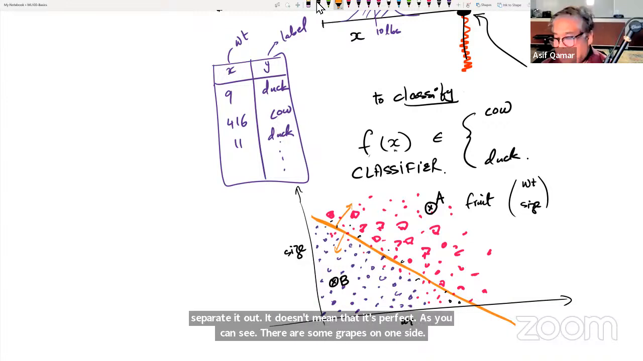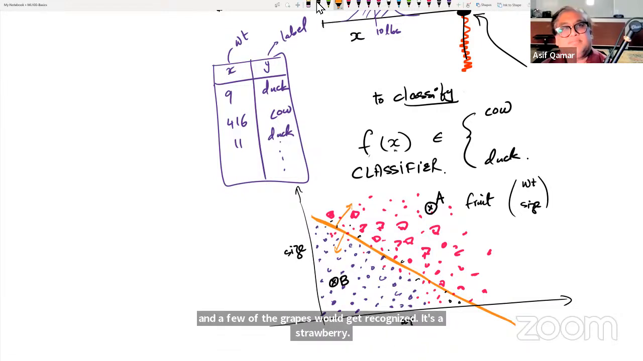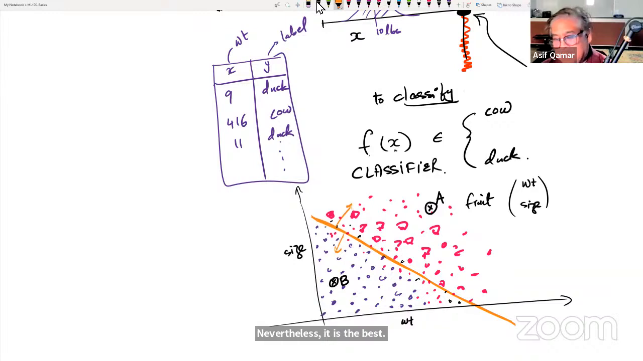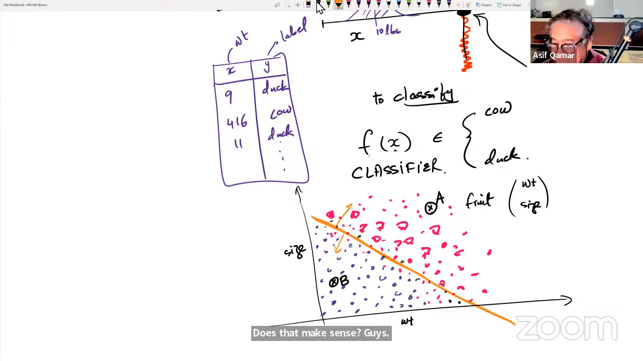A few of the strawberries will be recognized as grapes, and a few of the grapes would get recognized as a strawberry. Nevertheless, it is the best boundary that you can make, a straight line boundary that you can make between the two fruits. Does that make sense, guys? Such a boundary has a name in machine learning. It is called a decision boundary. A decision boundary.